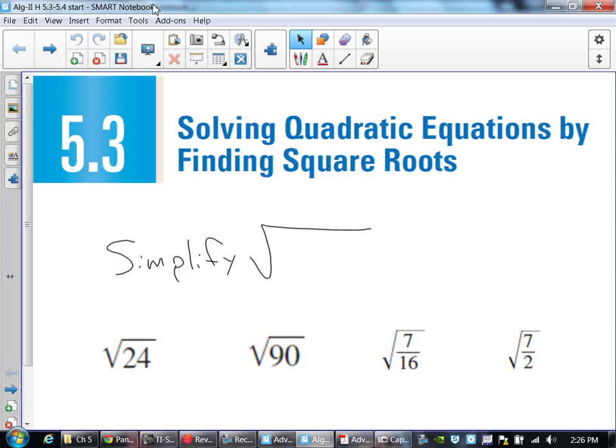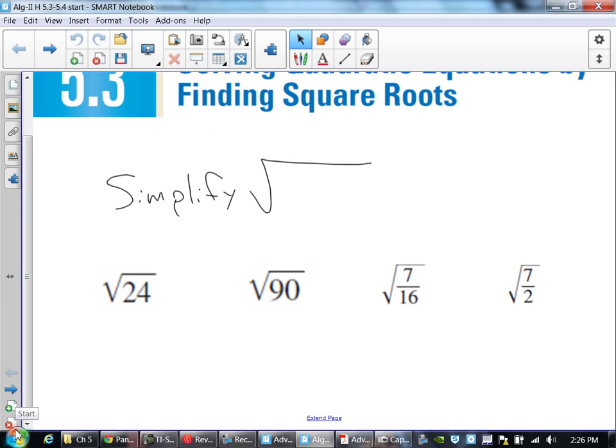Do you remember how to simplify a square root? Yes. All right. Now, what if I told you there is a possible way that you can do this with your calculator if you are calculator savvy? You'll get there.